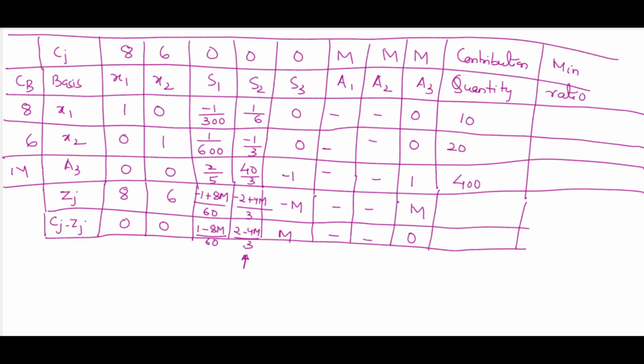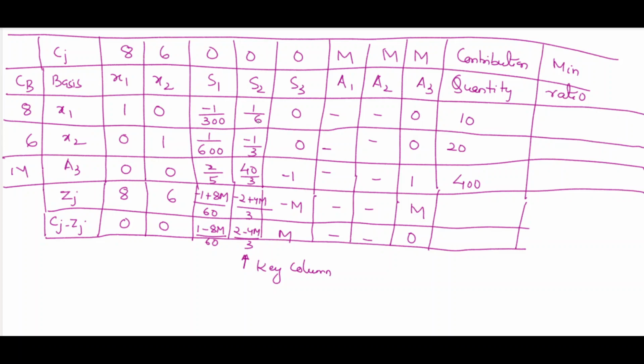Because when you just remove it, it will be minus 4 by 3m, so it is more than 1. But when you remove this sign, it will be minus 8 by 60m, so that's why it is the largest negative. So S2 will enter the matrix. Let's see, this is the key column.